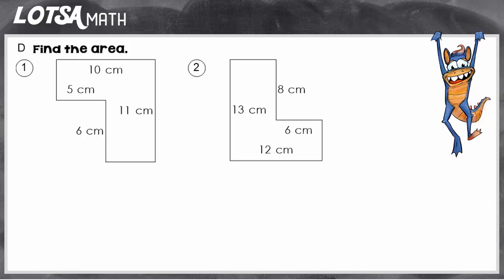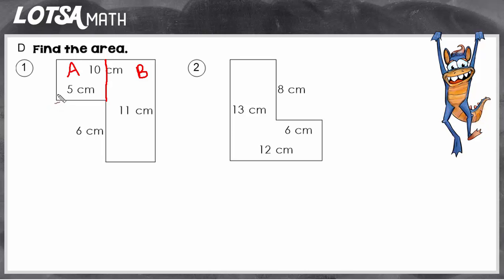These are L-shaped figures. So when you see an L-shaped figure, you're going to have to do 2 steps to find the area. You're going to start to solve these problems just by breaking it into 2 different rectangles. If I draw a line there, I can see 2 different rectangles. That can be rectangle A and this can be rectangle B.